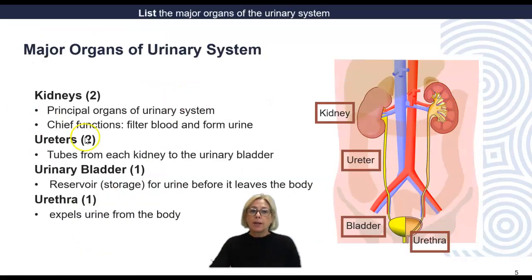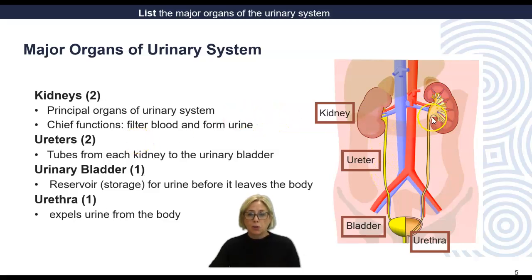So now looking at the major organs of the urinary system, you can see that the principal organs of the urinary system are the right and left kidneys, and sitting on top of the kidneys, of course, are the adrenal glands. So these are the principal organs, and their chief functions are to filter blood and to form urine.